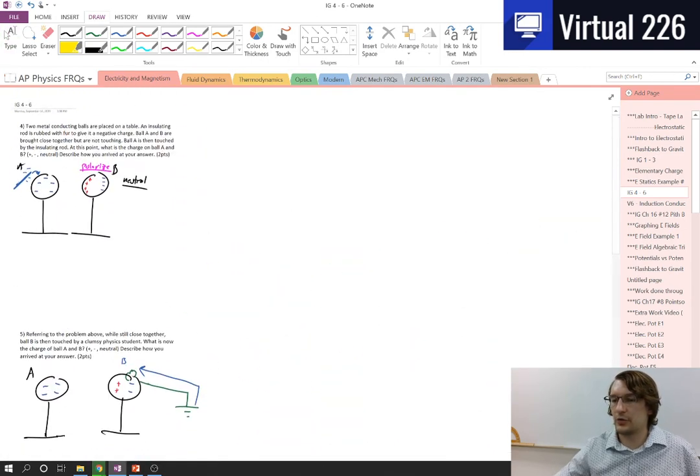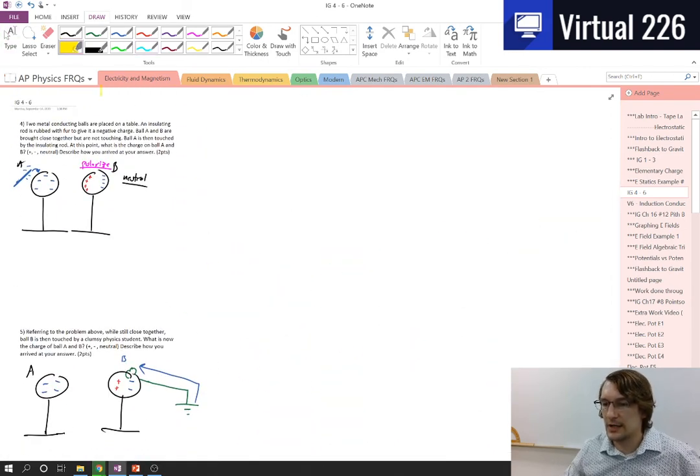With that, there's problems 4, 5, and 6, 2 conduction-induction problems, and then a little Coulomb's law.